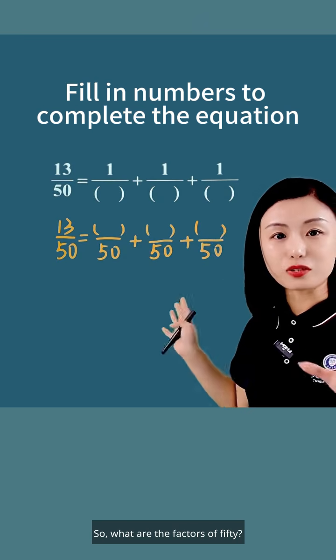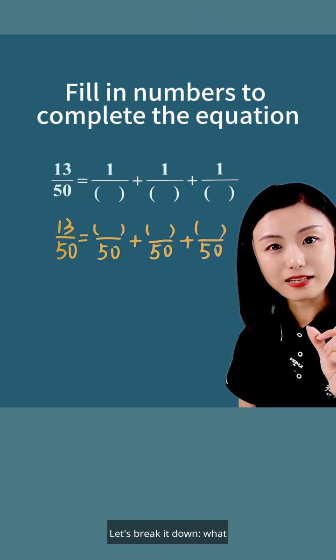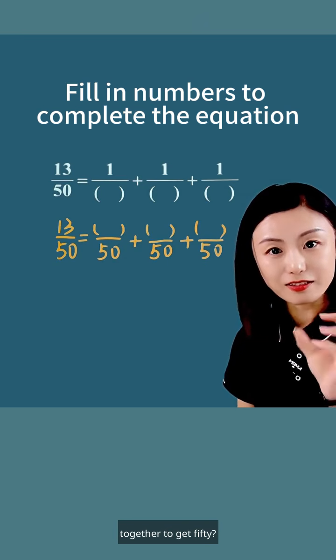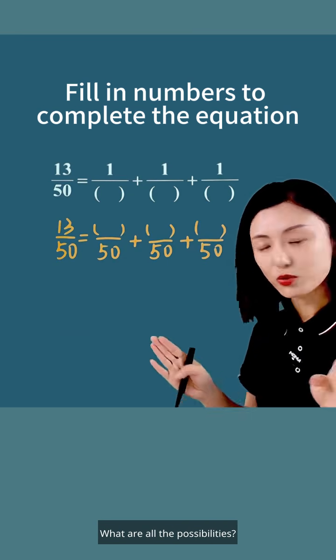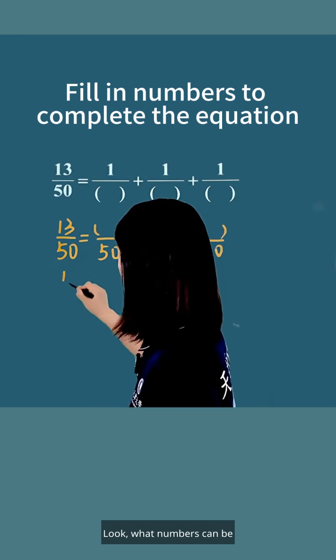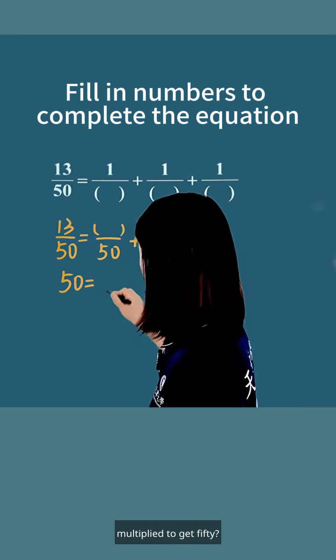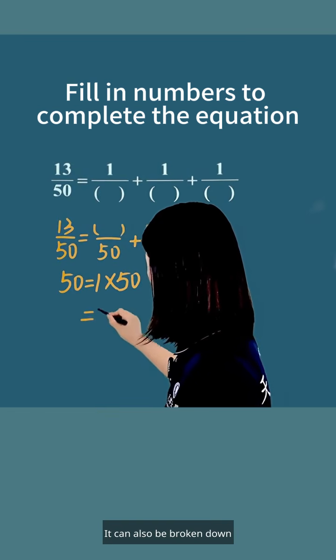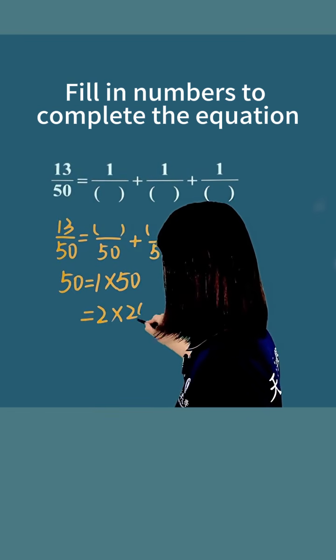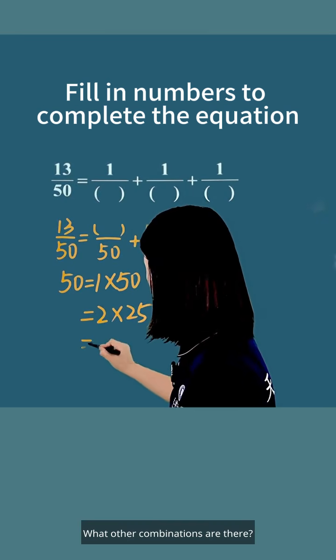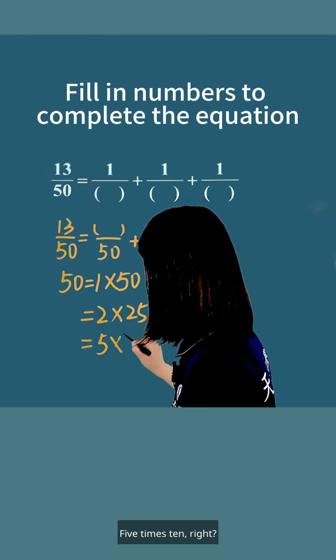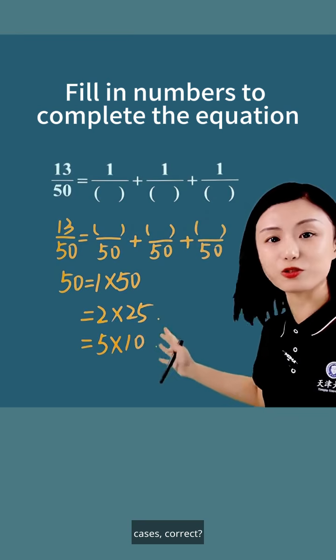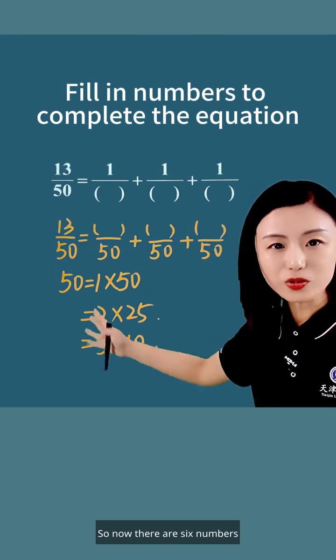So what are the factors of 50? Let's break it down. What numbers can be multiplied together to get 50? What are all the possibilities? Look, first, it's 1 times 50, right? It can also be broken down into 2 times 25. What other combinations are there? 5 times 10, right? So there are just these three cases, correct? So now there are 6 numbers in total.